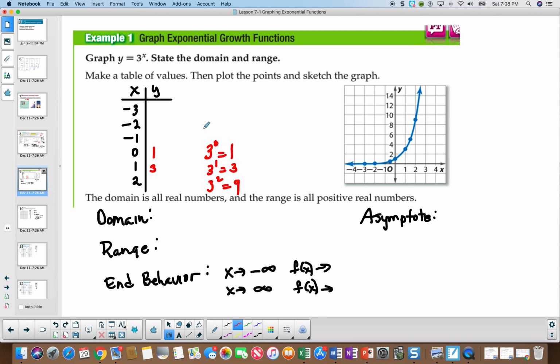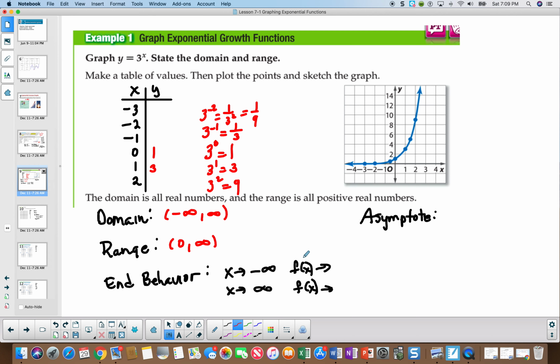Now let's substitute 3 to the -1 power, and remember that means 1/3, and 3 to the -2 power, and that means 1 over 3 to the 2nd, which is also the same thing as 1/9. And notice when we graph at -1, we graph 1/3 and 1/9, and notice that we never get negative numbers, but they get smaller and smaller. So the domain is all real numbers. The range is from 0 to infinity. Now notice that I put a parenthesis here, so it's not including 0.